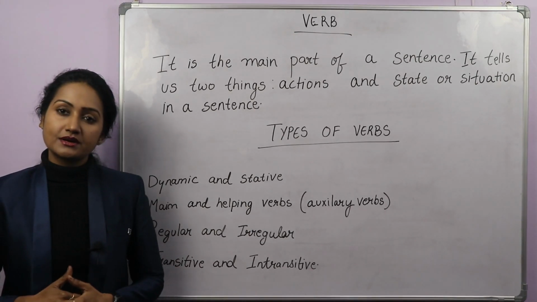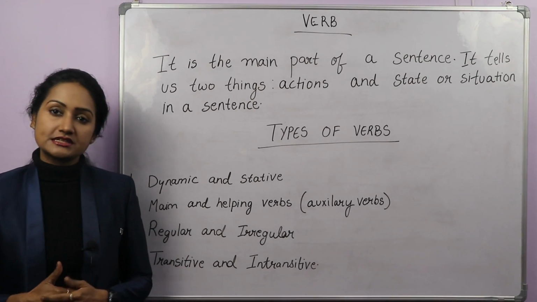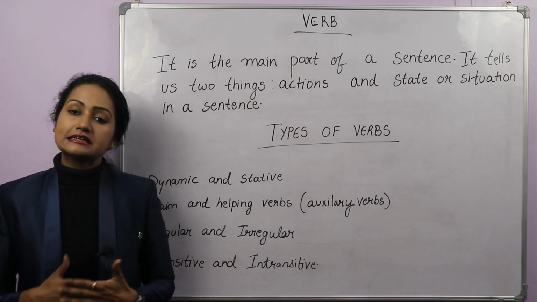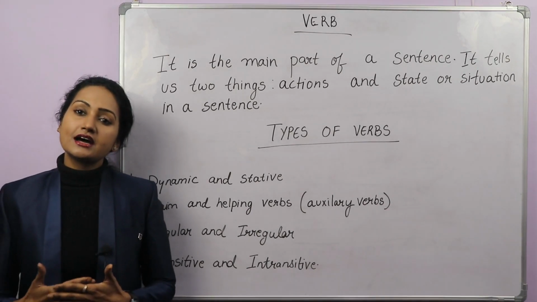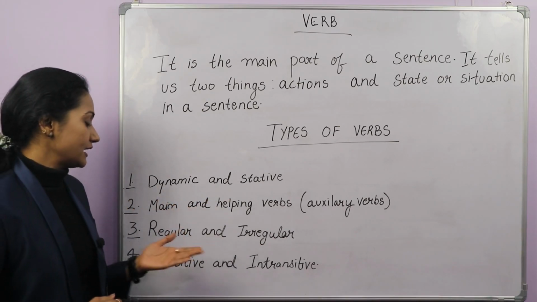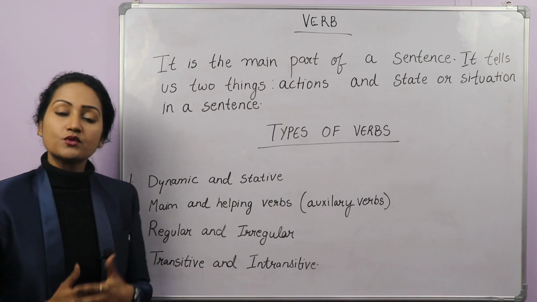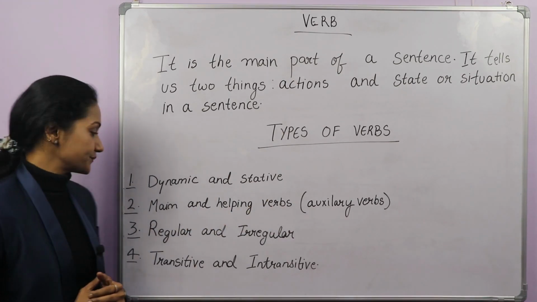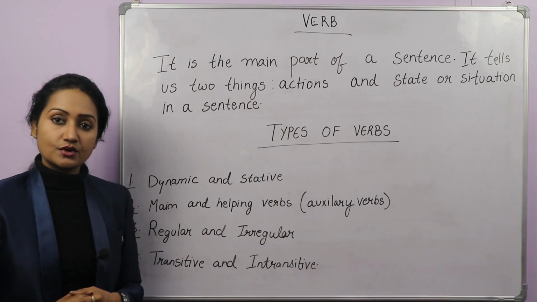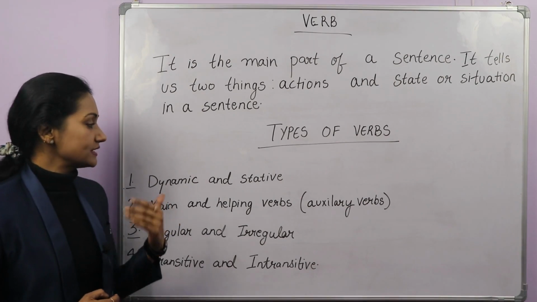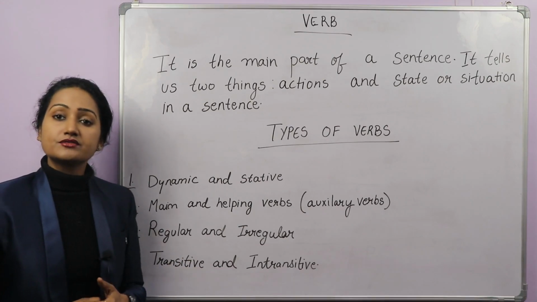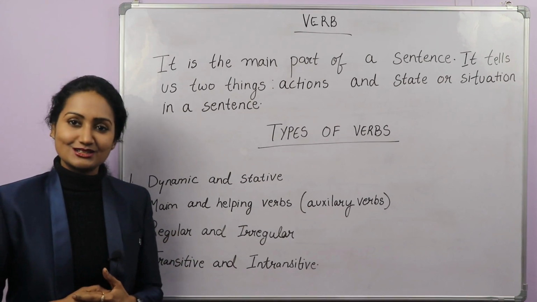Now, what is a verb? A verb is the main part of a sentence which tells us about an action and state or situation. There are different types of verbs. Let's go through them. Dynamic and stative. Main and helping verbs. Helping verbs are also called auxiliary verbs. Regular and irregular verbs. Transitive and intransitive verbs. In today's video, I'll be covering dynamic and stative verbs, but don't worry about other types because I'll be covering all of them in my coming videos, so stay tuned.